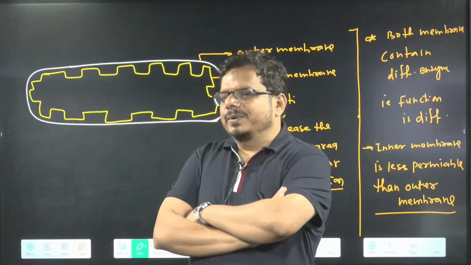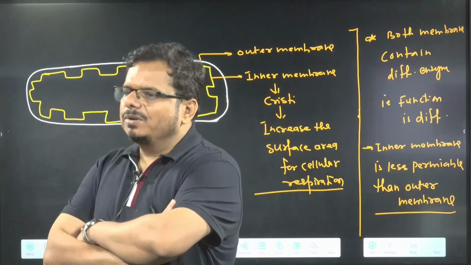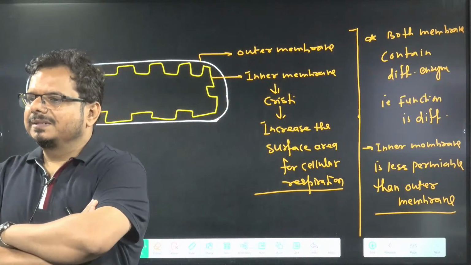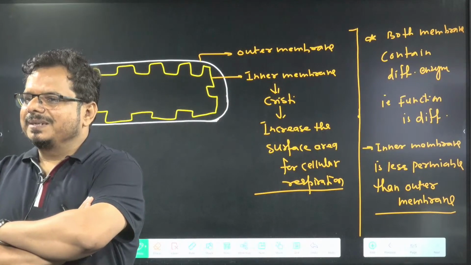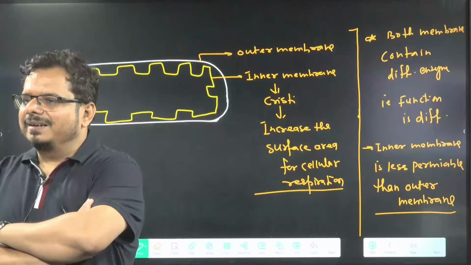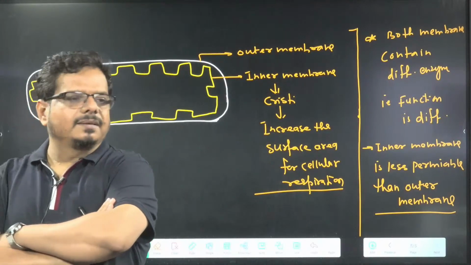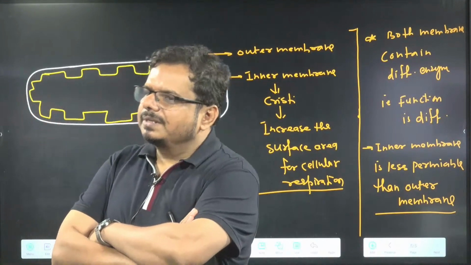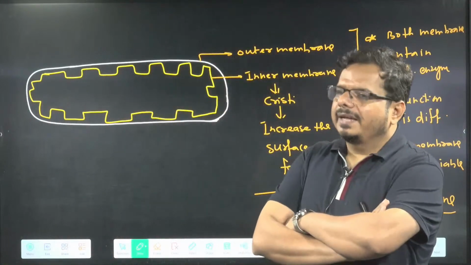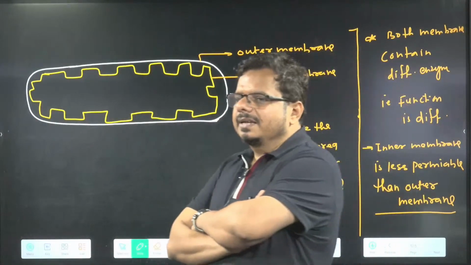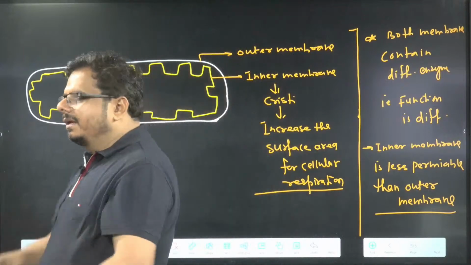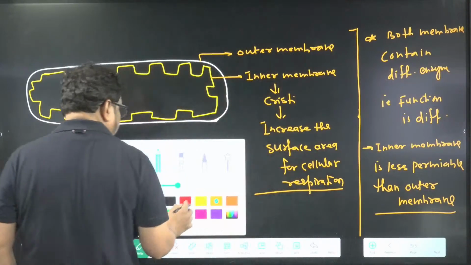Where are porins present? Inner membrane or outer membrane? What did NCERT write? Porins are present in the outer membrane, na? So due to the presence of porins, the outer membrane is more permeable. And these porins are not present in which one? Inner membrane, hence it is less permeable. Answer came?